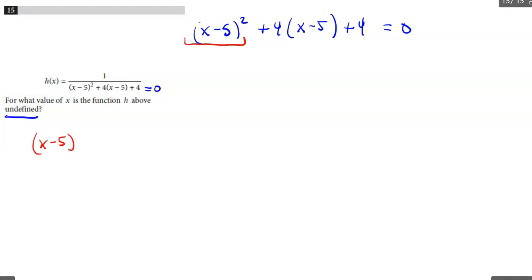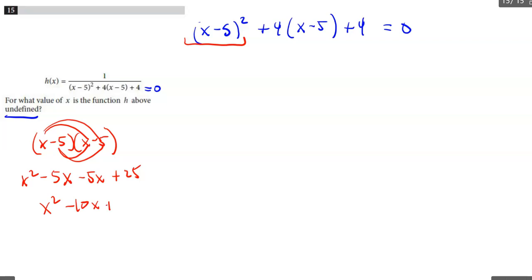So let's write this out up here. x minus 5 squared plus 4 times x minus 5 added to 4. When does that come out to be 0? Well, this is a quadratic. So first, I'm going to expand this out. Let me just write that over here. x minus 5 times itself. Using FOIL, I get x squared minus 5x, another minus 5x, just doubles, plus 25. So I get x squared minus 10x plus 25.